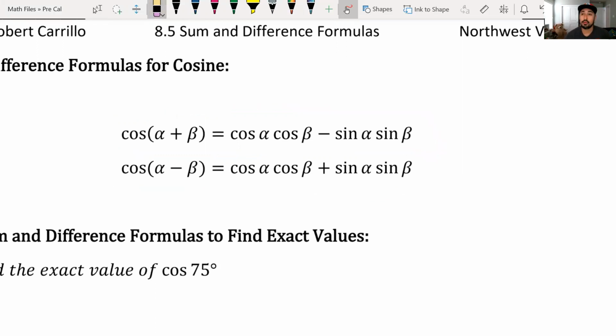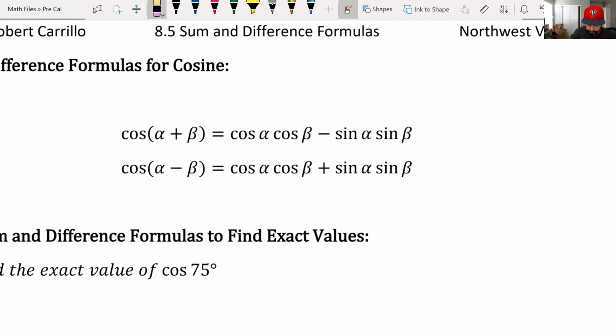And the reason we use these formulas is to help us find the exact value of an angle that you cannot find on the unit circle. So we are able to take that angle, split it into 2 angles that belong on the unit circle, and then we can apply the formula to it. So yes, have your unit circle out for this. Okay, and what I mean by an angle you can't find on the unit circle is just something you don't see on there.